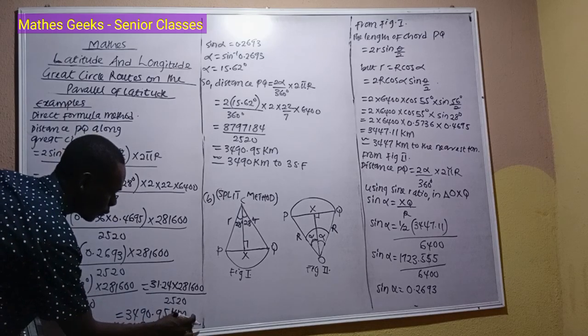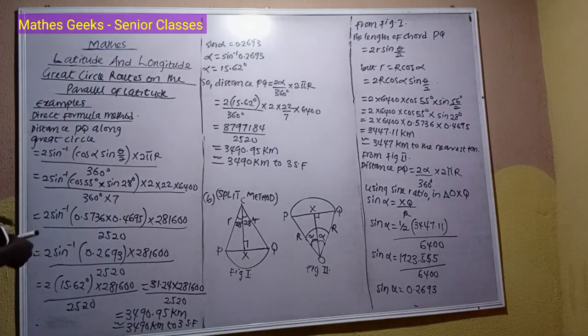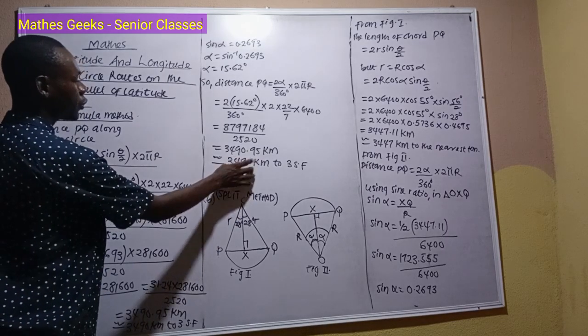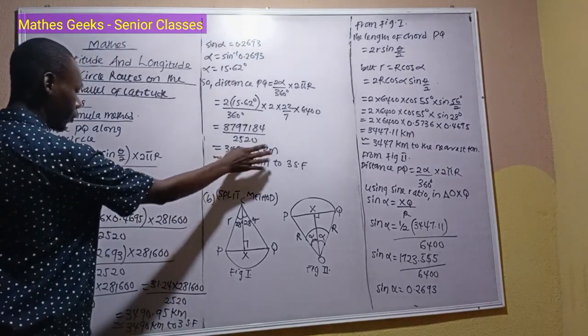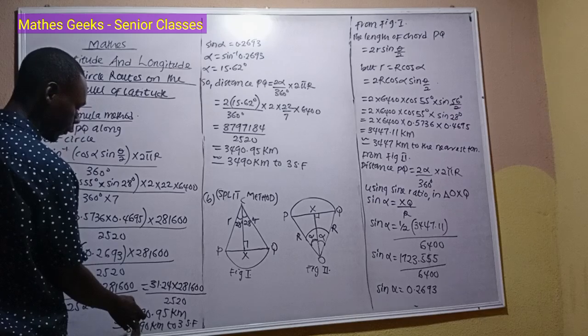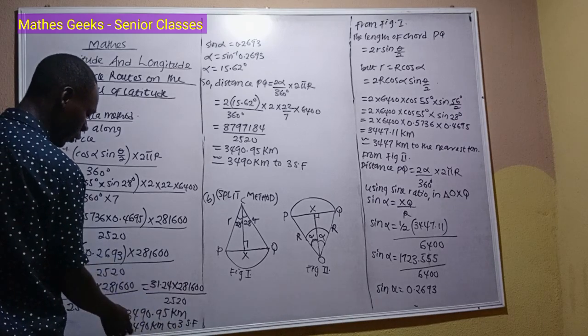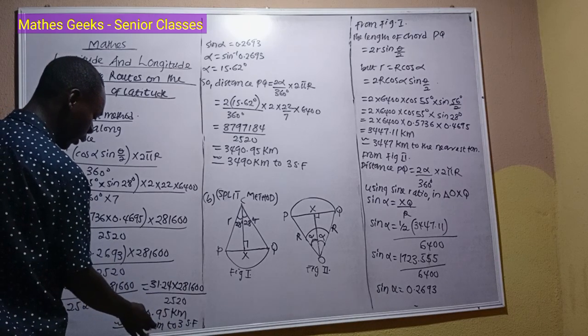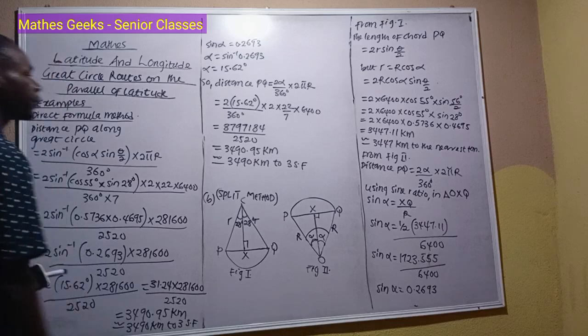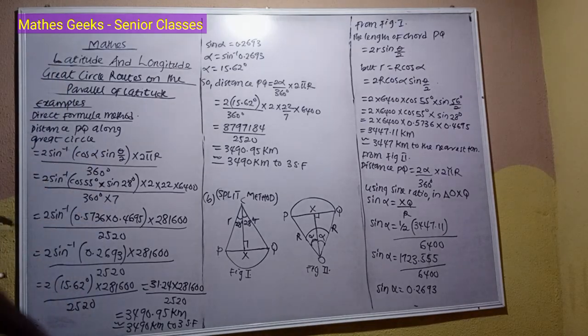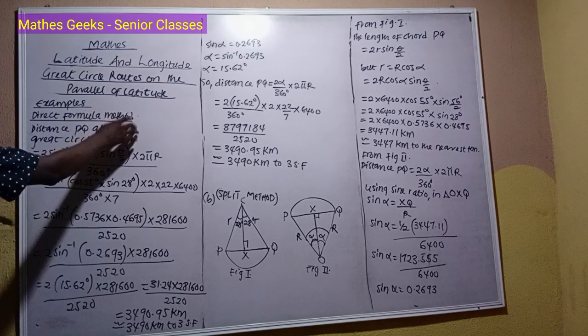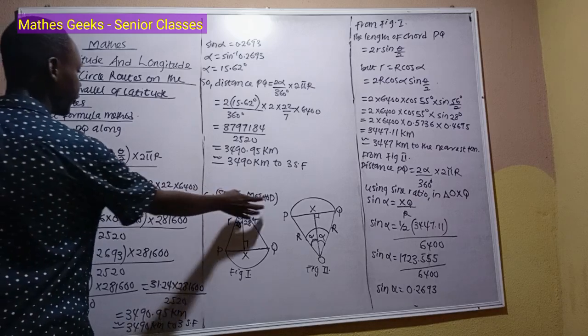So compare this result to this result: 3490.95, and approximately 3,490 kilometers to 3 significant figures. So both methods will give you the same answer. However, you're not expected to use both methods in an examination. Either you use the direct formula method or you use the split method.